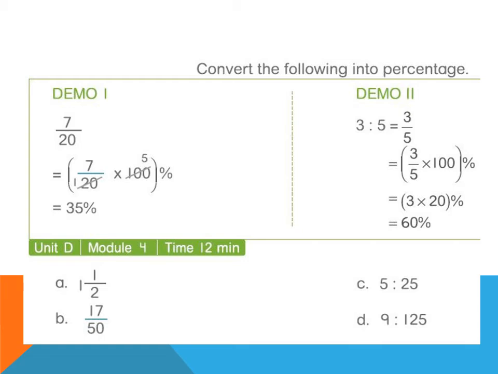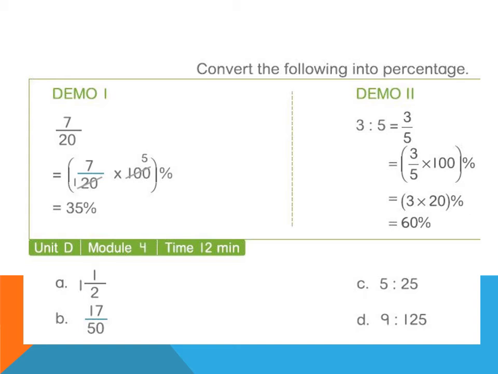Now moving on to module number 4. Convert the following into percentage. Now we have to convert fractions into percentages. So the first one is 7 by 20. So we will multiply 7 by 20 by 100%. After cancelling out and simplifying, we will get 35%.